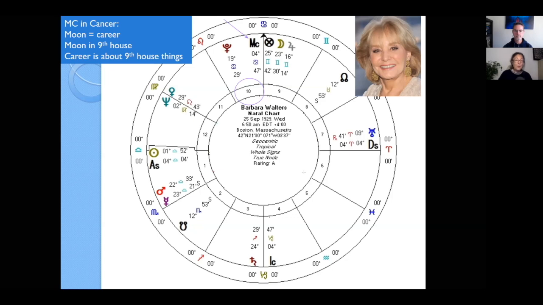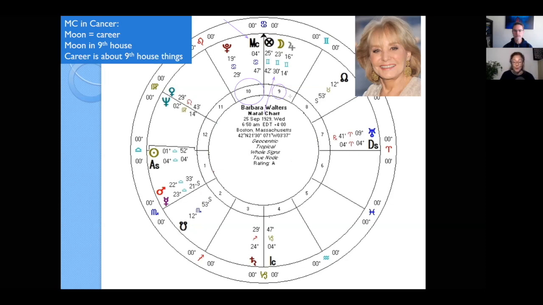So for Barbara Walters, a Cancer midheaven, we're going to look around in her chart and see if we can find where the moon is. And that's going to tell us a little bit more about the topic of career. And you can probably see the moon is easy to spot. It's in the sign of Gemini in the 9th house. So it's kind of just next door to the 10th house, if you like.